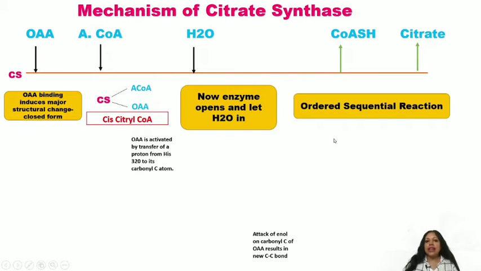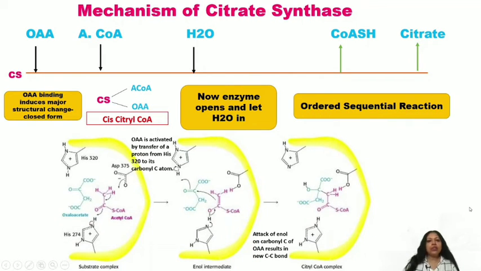So, this is a classic example of an ordered sequential reaction in which all the substrates and all the products bind and release in a sequential manner, correct? But this is not the end of the reaction mechanism of citrate synthase. We want to peep into the active site of the enzyme to see what is actually going to happen at the molecular level. So, this is the active site of the enzyme in which 3 amino acid molecules play a very crucial role, and these are histidine 274, histidine 320 and aspartate 375, correct?